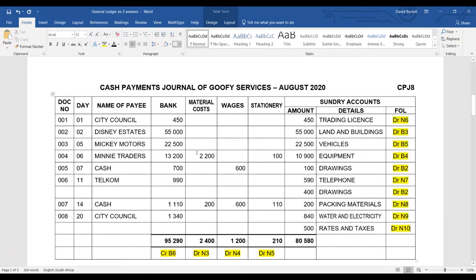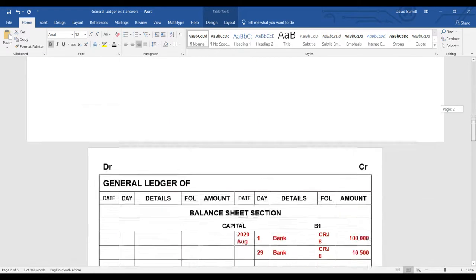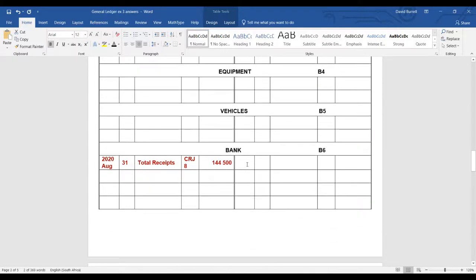Bank is the credit side of account B6, and it's that amount there of 95,290. So we're going to go 2020 August. It was a column total, so it'll be the 31st. From the cash payments journal, it'll be total payments. From the cash receipts journal, it was total receipts. Now it's total payments, CPJ 8. The total of the bank column was 95,290. We're going to put that over there, on the credit side in the bank account.